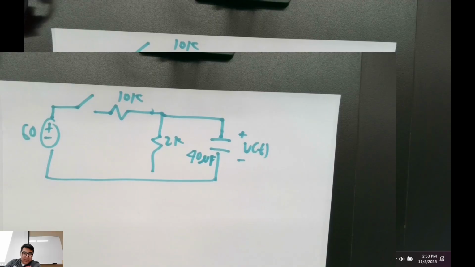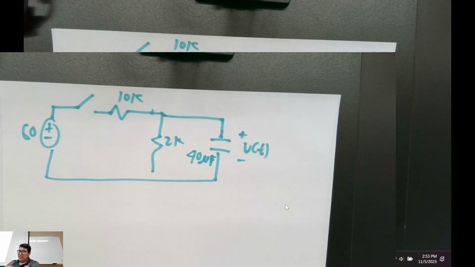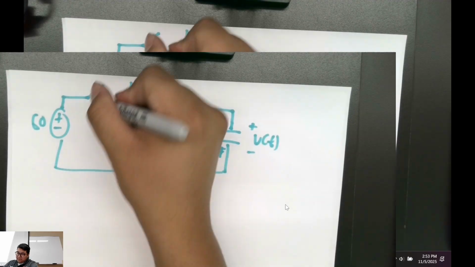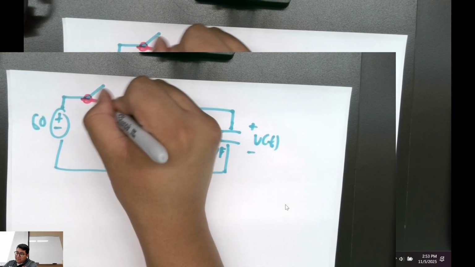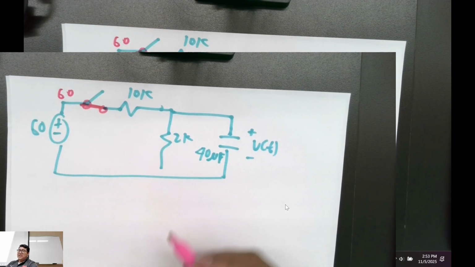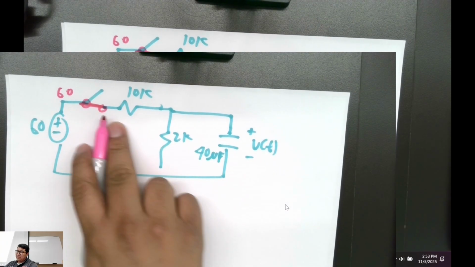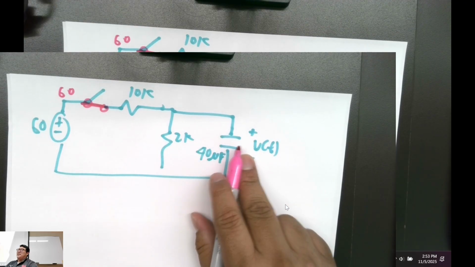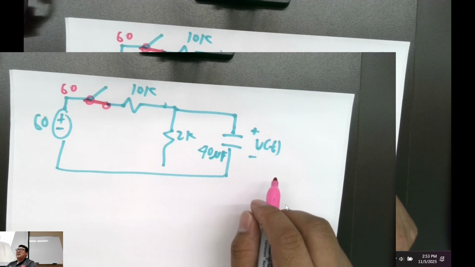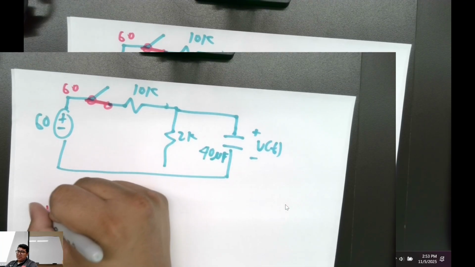So it said, well, let me see what the problem says. It's been closed for a long time. Okay, I got that wrong. Okay, so initially, it's closed, right? So I have 60 volts right here. Well, let me show you this. At infinity time, what does a capacitor look like? It's just an open, right? So that means another way you can do this.